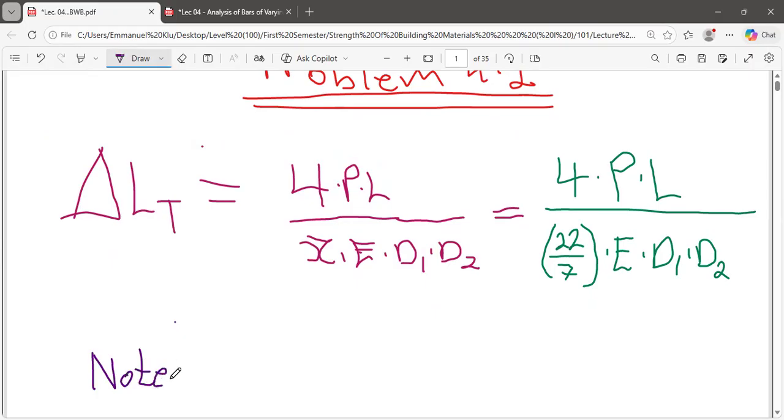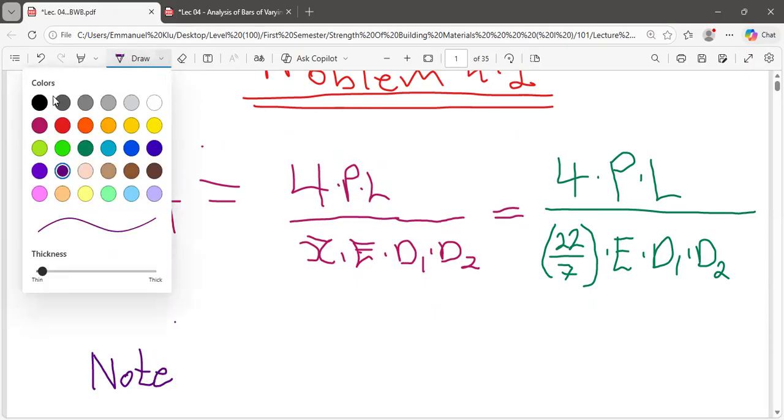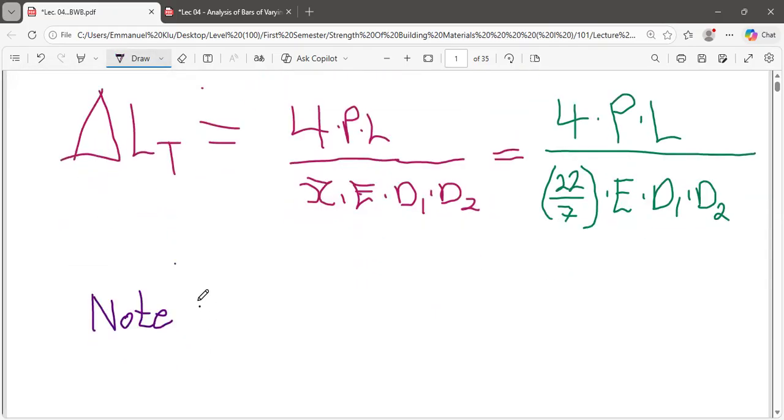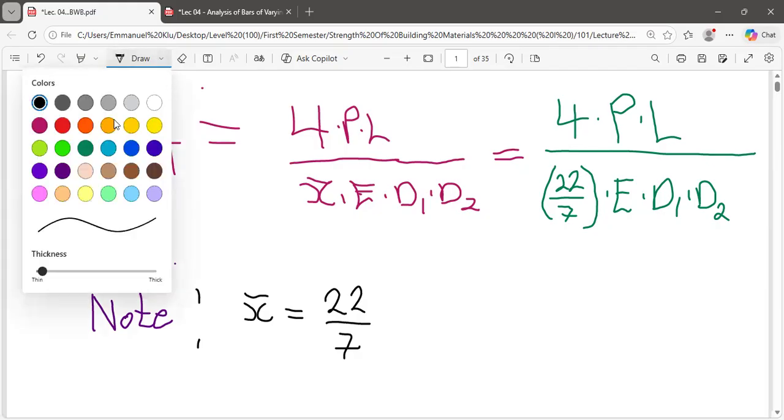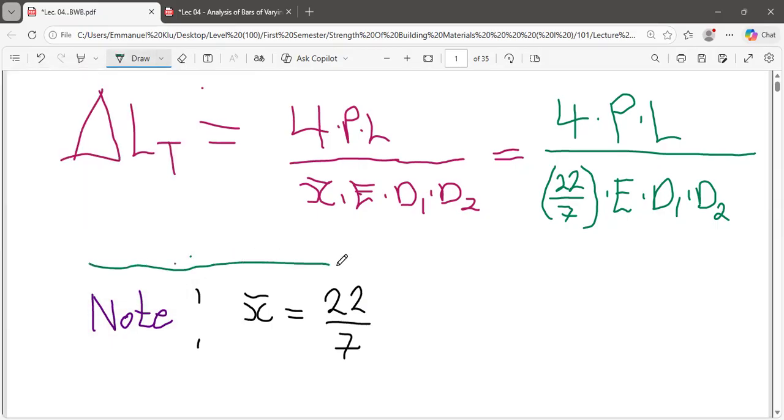Note, and that is the note I want each and every one to write somewhere today. I'll ask you one day in the future: pi is equal to what? 22/7. Yes, 22/7. So if you ever find yourself in an uncomfortable situation in an examination and you can't see the pi, you just put 22/7 over there, but remember to put it into brackets, so that at the end of the day you can still be precise.